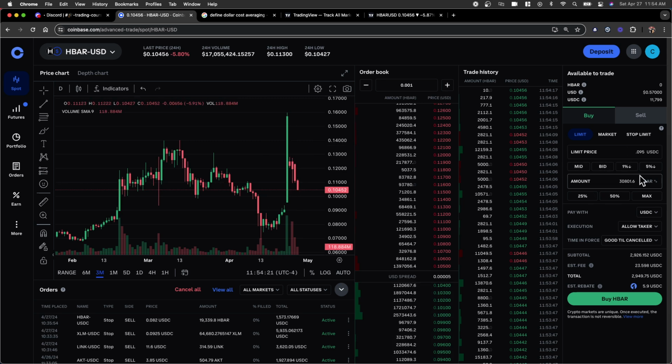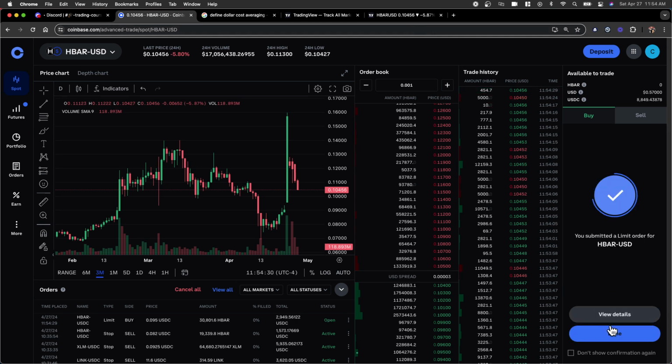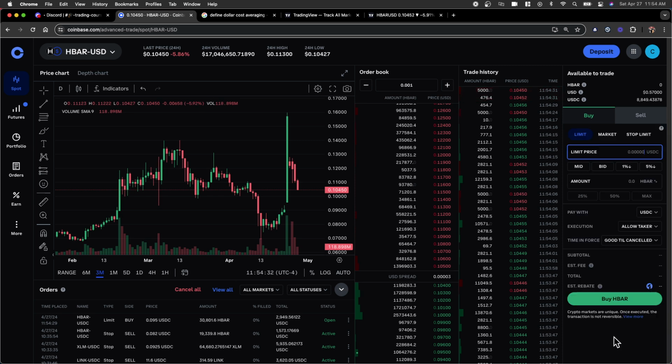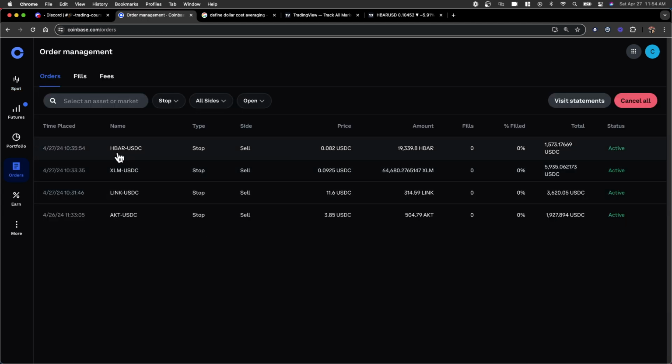So I'm going to set this buying order. I'm going to buy another 30,000 H-bar if it drops down to 9.5. Again, the order limit price is 9.5. So let me hit buy. Okay, and now that is open. Okay, limit buy. You can see it down here. So I can go to my orders tab over here on Coinbase.